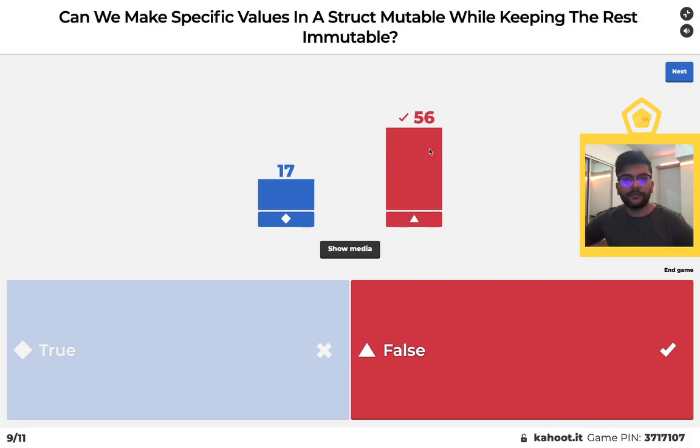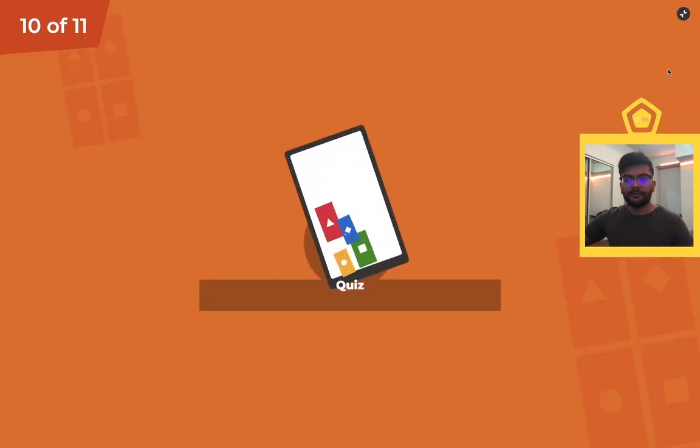Alright, yep. Most of you got it correct again. When we make a struct, we either define the whole struct to be mutable or the whole struct to be immutable. We can't have certain values be mutable or immutable within the struct itself. Even though that'd be really useful, it's safer to have the whole thing be mutable or immutable. Good job.